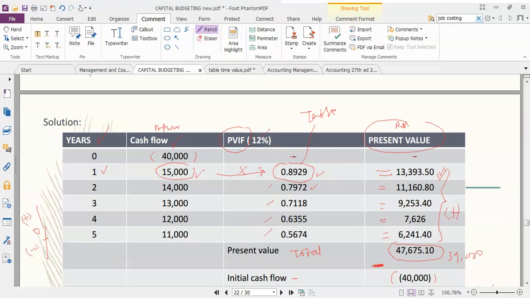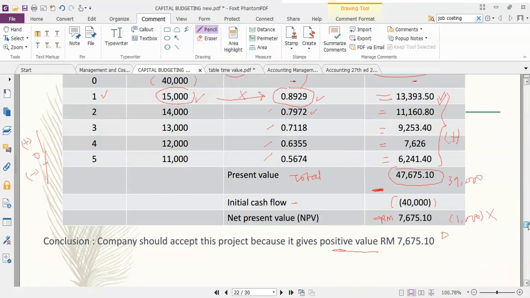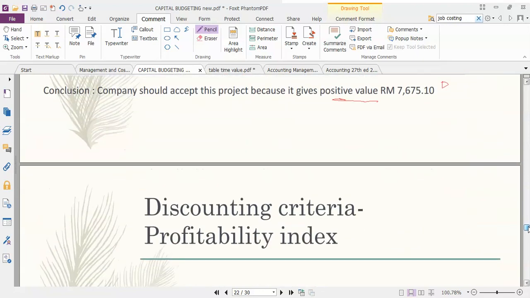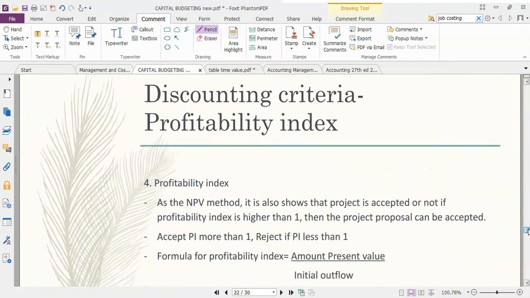Okay, is there any question for the net present value? How to calculate it? Any question lah? Okay, very good. So let's move to another types of criteria ataupun method untuk kita buat decision dalam capital budgeting.